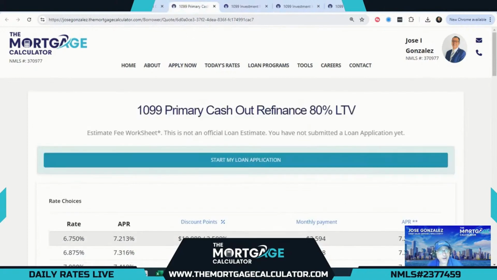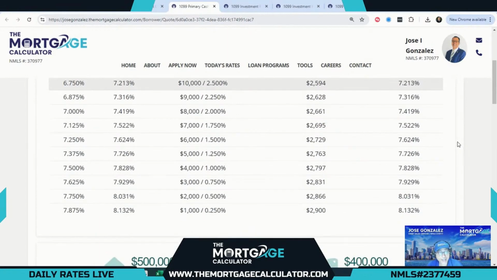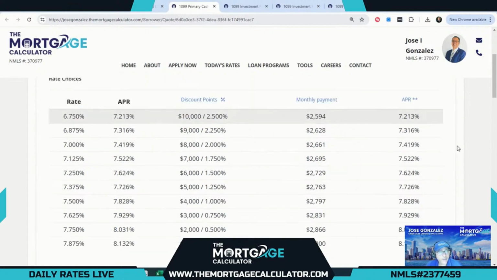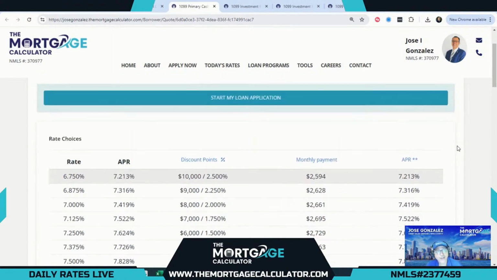And for our cash out options, first we have our 1099 primary cash out, 80% LTV is the maximum for this one. A little bit lower LTV than the bank statement option because the bank statement option does have a little bit more liquidity in secondary, hence they go up to 85% LTV on a cash out primary. But here we're looking at 7.875 lowest cost option at a cost of 0.25, and you can buy that down all the way to 6.75 at a cost of 2.5 points for our primary cash out option.